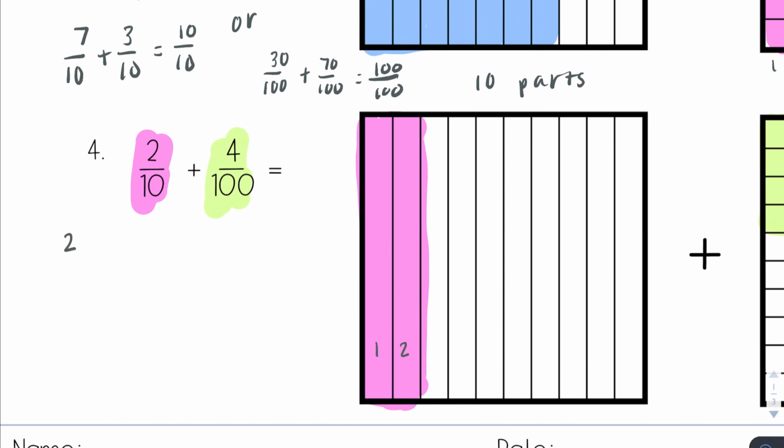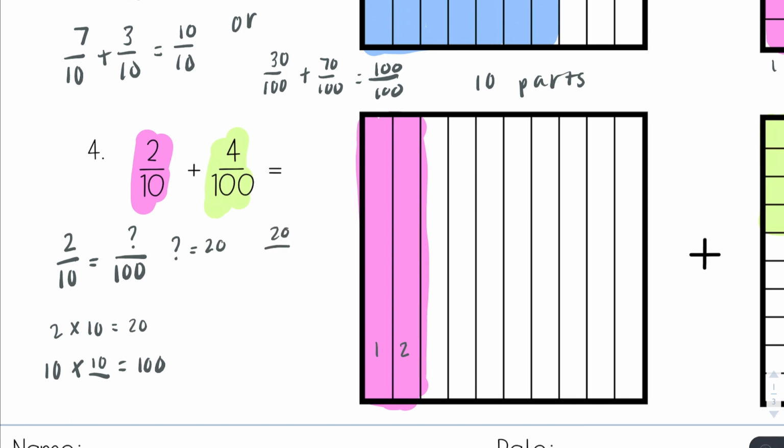Since these fractions are unlike denominators of tenths and hundredths, I have to make an equivalent fraction. So I'm going to make 2/10ths equivalent to hundredths. So I have to ask myself 10 times what is 100, because that's my denominator, and I know 10 times 10 is 100, and whatever I do to the denominator, I have to do to the numerator to make it equivalent. So 2 times 10 is 20, so I have 20 100ths. So I have 20 100ths plus 4 100ths, which equals 24 100ths.